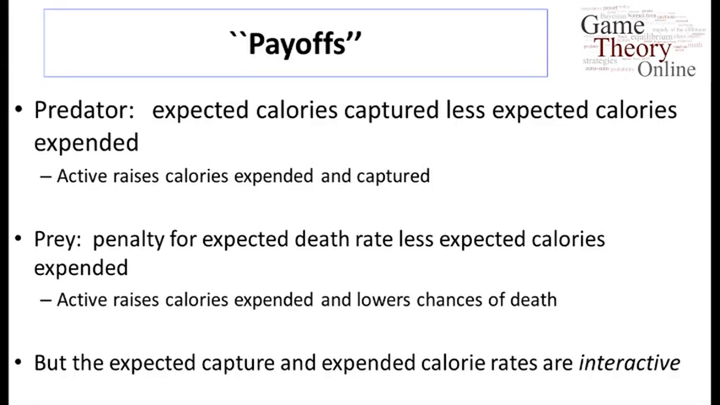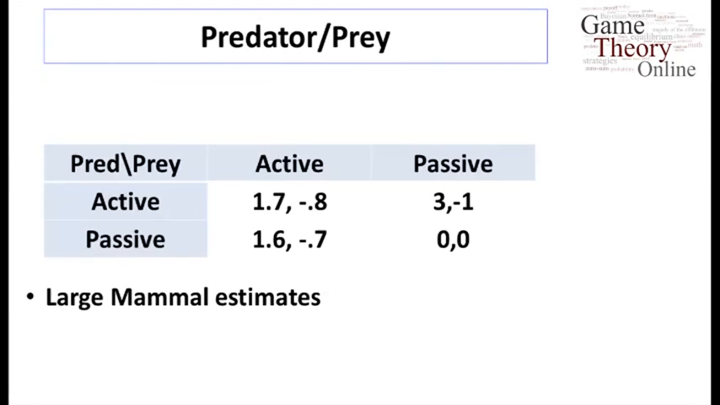Now for the prey, the payoff is kept track of in terms of an expected penalty for death. Obviously you don't want to be caught by a predator, but also you burn calories if you're moving around actively. So the trade-off here is if you're active, you have less of a chance of being caught, but you're also burning more calories. The important thing here is that the expected calories that you burn and the expected rate of capture depend on the interaction between the strategies of both players. So let's have a look at how that works.